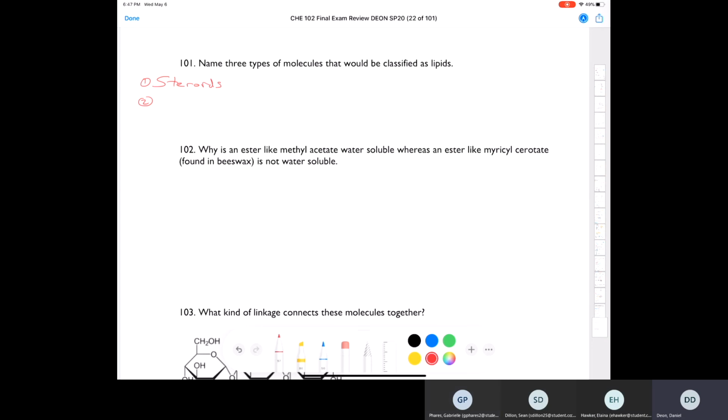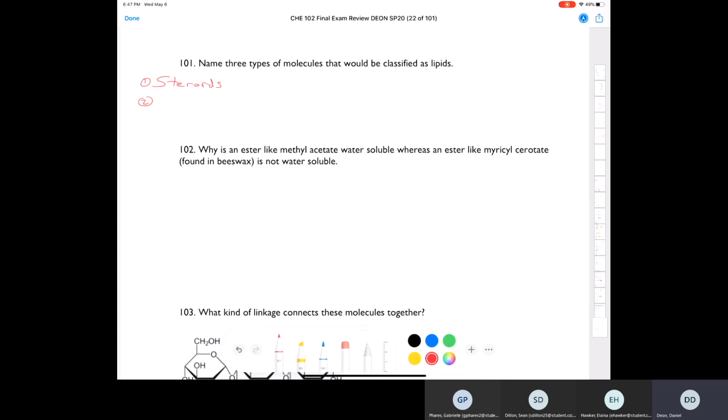Are there any other ones? Vitamins? What's that? A vitamin? Yeah, it could be like the lipid soluble vitamins. I guess lipid soluble vitamins, they're not really categorized as lipids. They're just lipid soluble, I would say.